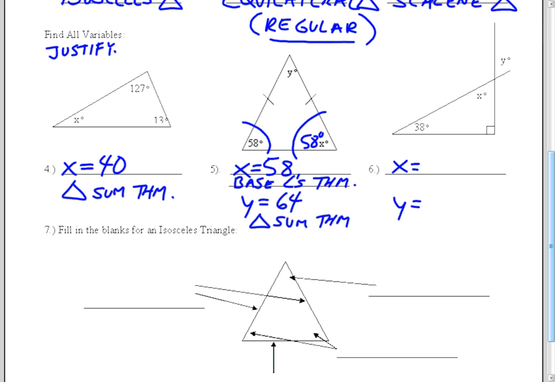Number 6. How can I figure out x? Really? 52, so I put 52 here. What's your justification? Triangle sum theorem.